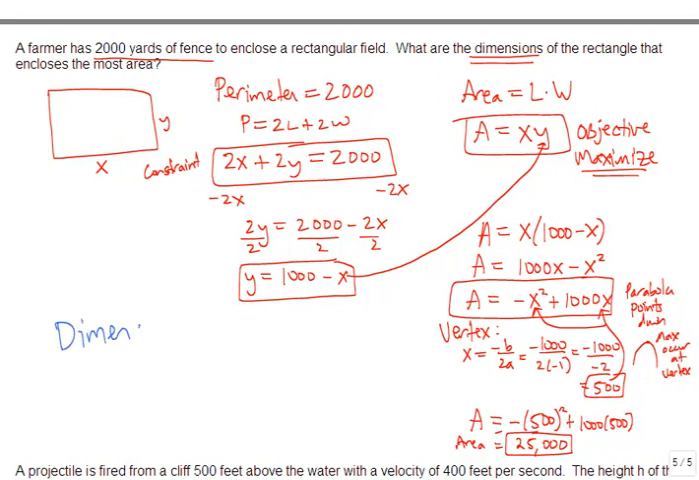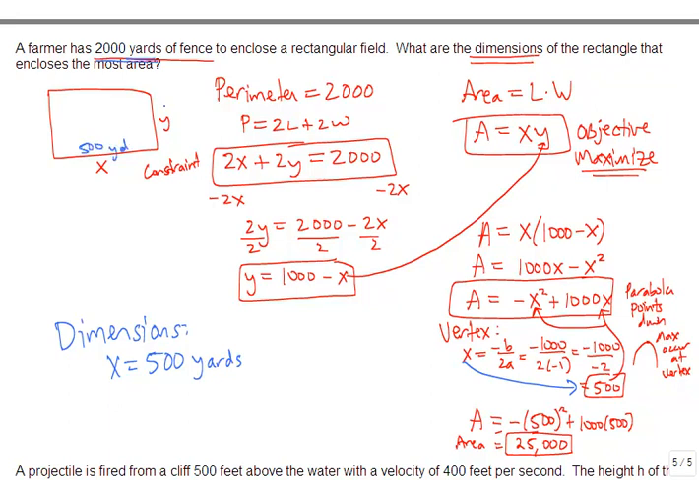Well, our dimensions are our x and our y, and we do know what x is. We found x right here. X was 500. What kind of units should be on that? Since the perimeter was in yards, so should our x as well. So we need 500 yards going this way.